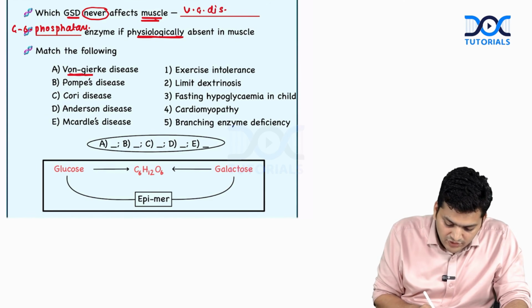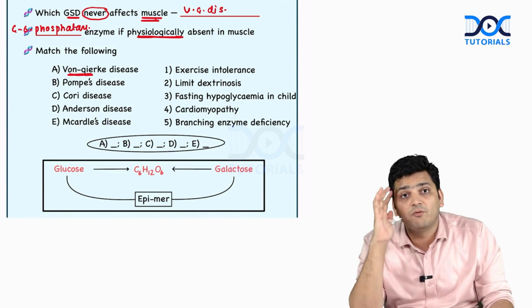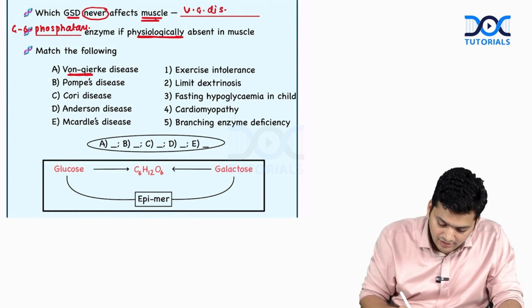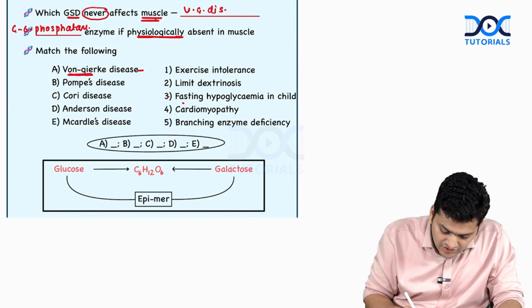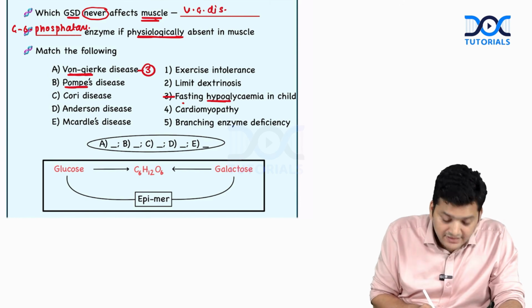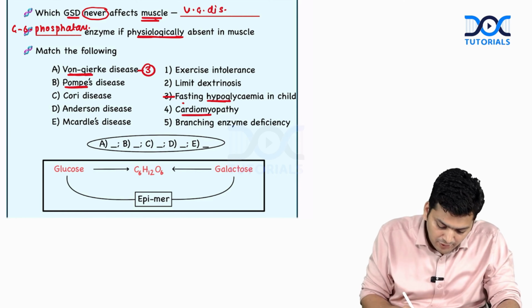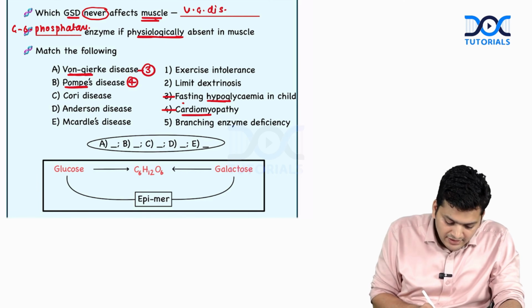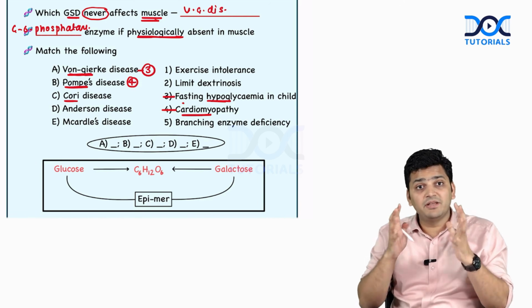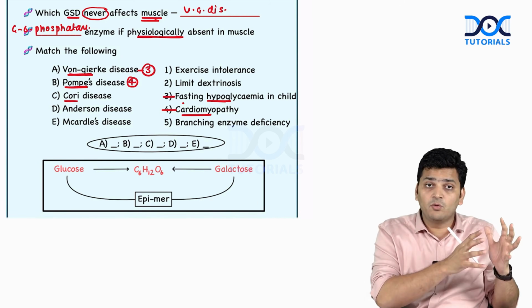Now here are the keywords. Von Gierke disease. Whenever I say von Gierke, what comes to your mind? Hypoglycemia, the fasting hypoglycemia in the child. Pompe disease: muscle problem, the cardiac muscle problem, particularly cardiomyopathy. Cori disease, what is going to happen? A, B, C, D. C, Cori.